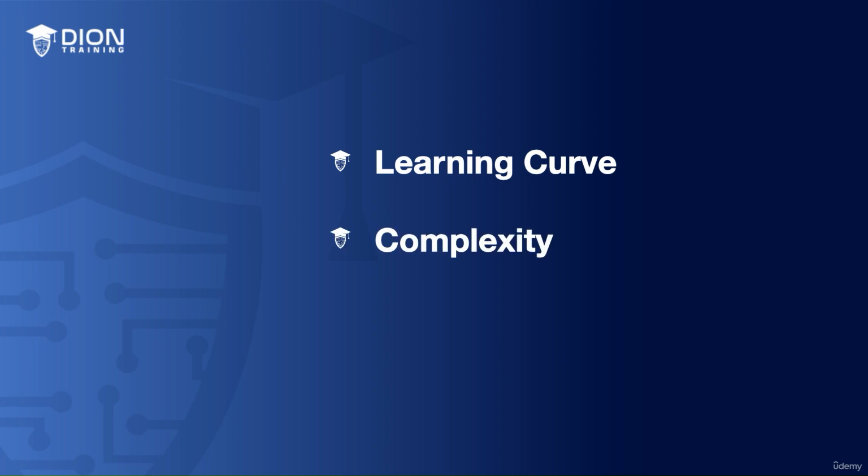Next, complexity. As infrastructure as code grows, it can become complex and difficult to manage. This can be mitigated with good practices like modularization and proper documentation. Finally, security risks. If not properly managed, infrastructure as code can introduce security risks. For example, sensitive data might be exposed in code files, or insecure configurations might be inadvertently introduced.